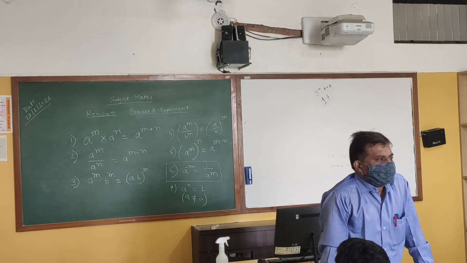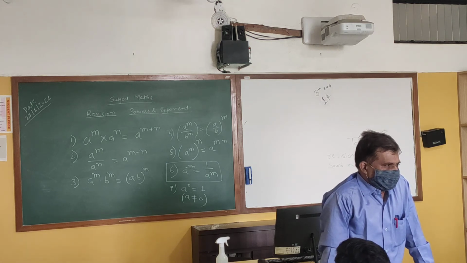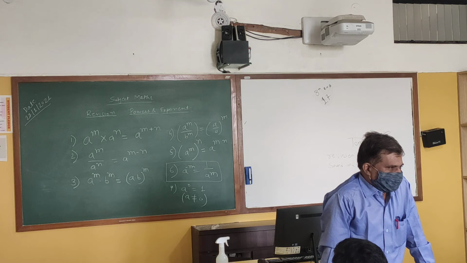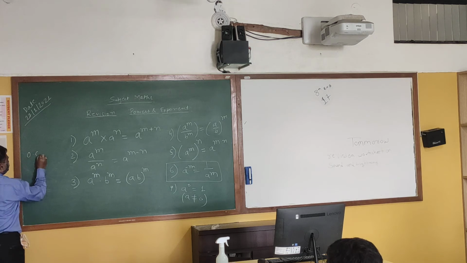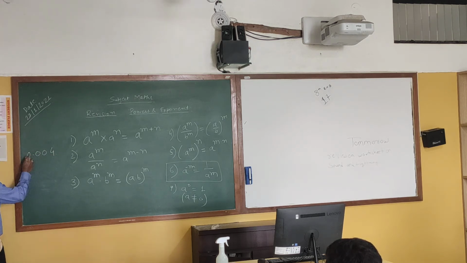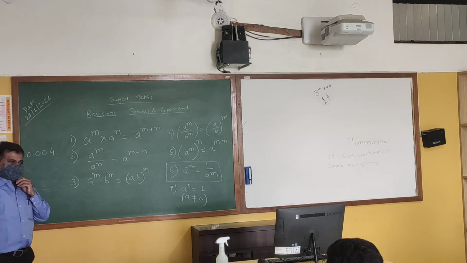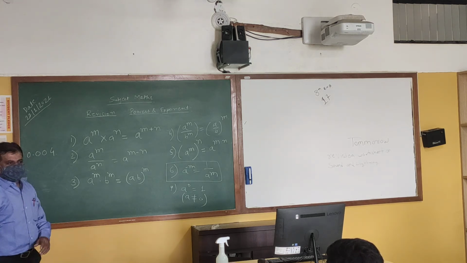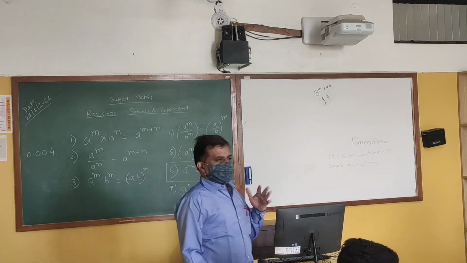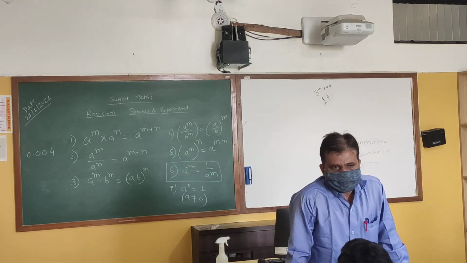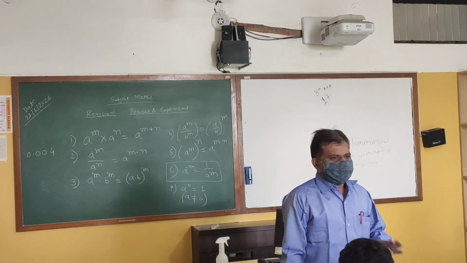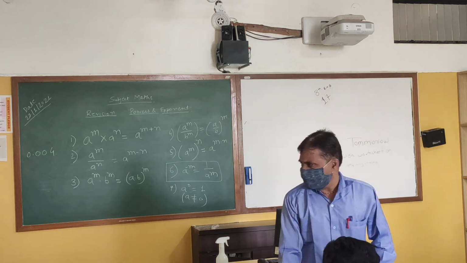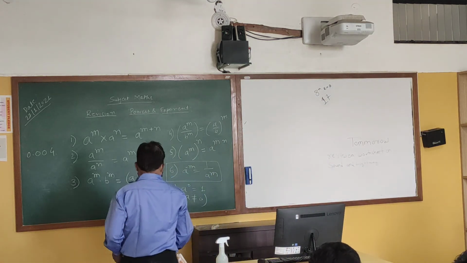Decimal point should be after one digit. One digit means it should not be 0. For example, 0.004: the decimal point is after 0, so no. It should be a non-zero digit, then the decimal point, and whatever the number is after that. And then that is multiplied by 10 raised to power n, where n is the appropriate value. So this is the standard form.